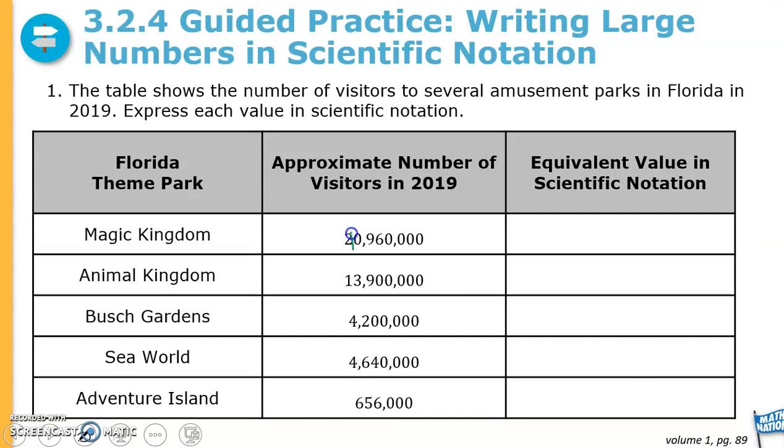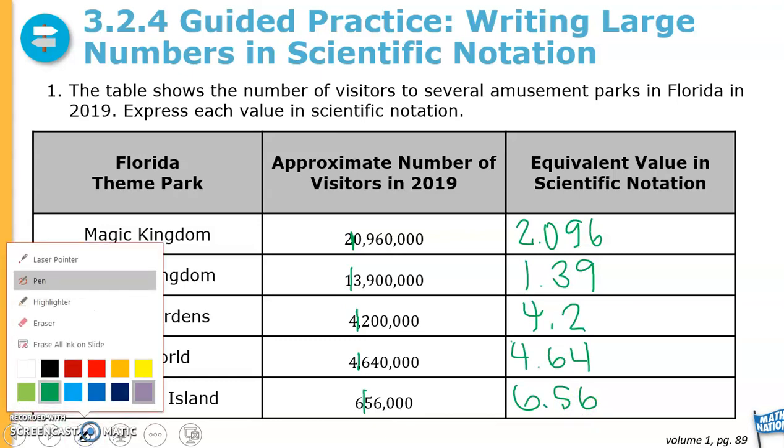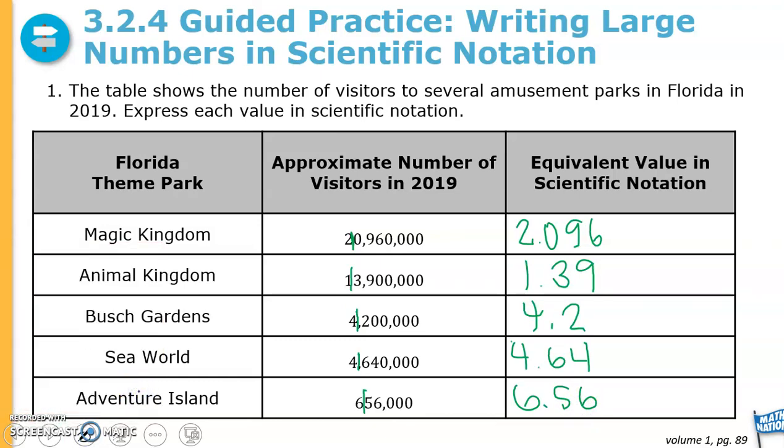In the first number, it would go between the 2 and the 0, making it 2.096. I need all of those non-zeros. Animal Kingdom, it would go between the 1 and the 3 to make it 1.39. In Busch Gardens, between the 4 and the 2 to make it 4.2. In SeaWorld, between the 4 and the 6, 4.64. And in Adventure Island, between the 6 and the 5 to make it 6.56. All of those numbers in green so far are in scientific notation because they are larger than 1 and smaller than 10.